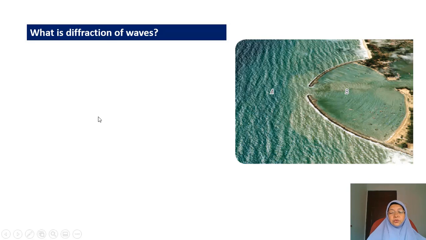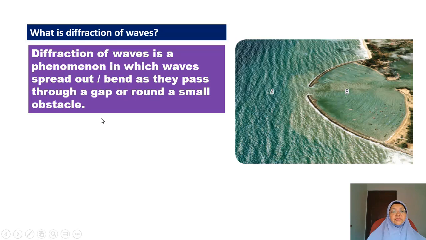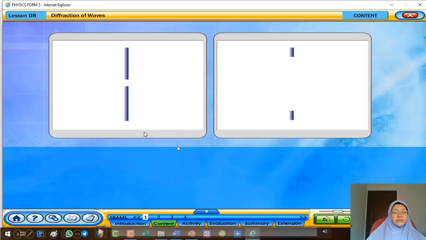So what is diffraction of wave? Diffraction of wave is a phenomenon in which waves spread out or bend as they pass through a gap or around a small obstacle. So this is the gap between two walls. This is the wave front. From point A, it goes through the gap, and it will spread out to become a circular wave.